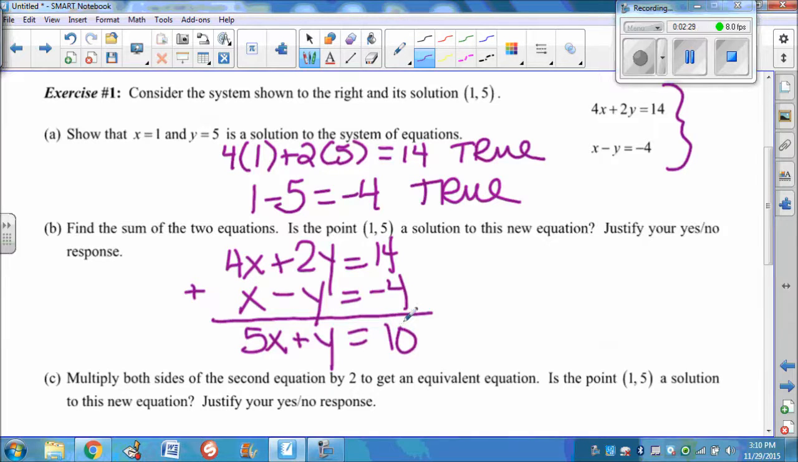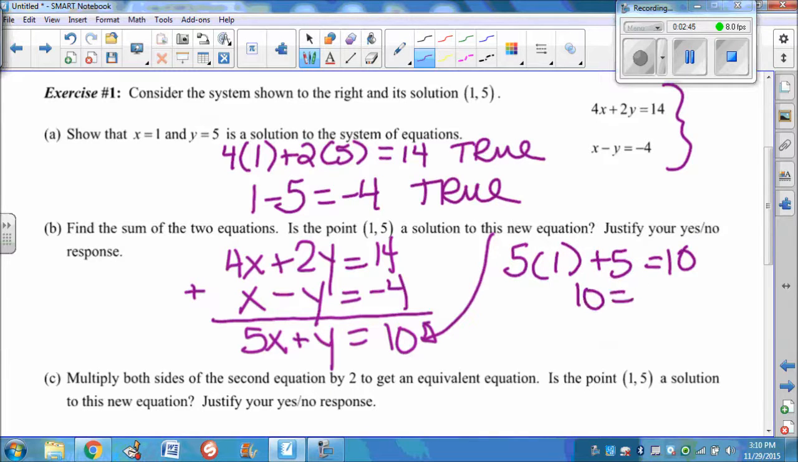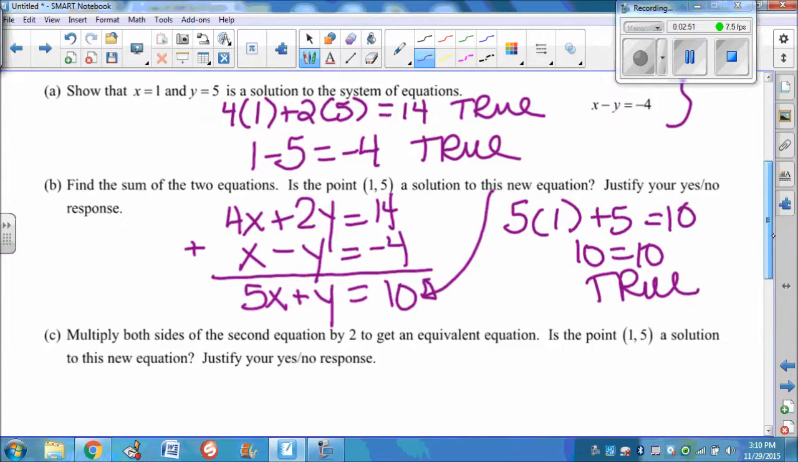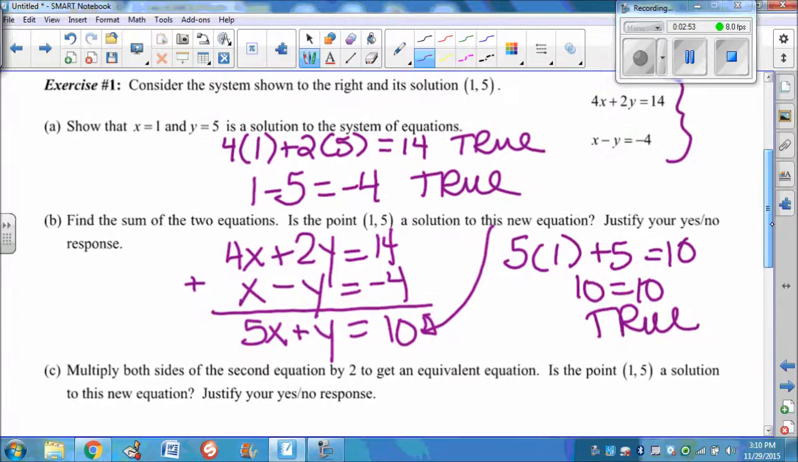So we have this new equation, and it asks, is (1, 5) a solution to this new equation? Let's do the same thing and check. We do 5 times 1 plus 5, does it equal 10? Yes, that is true. So our point (1, 5) is a solution to that new equation. Now we're going to continue to play with those same 2 equations.